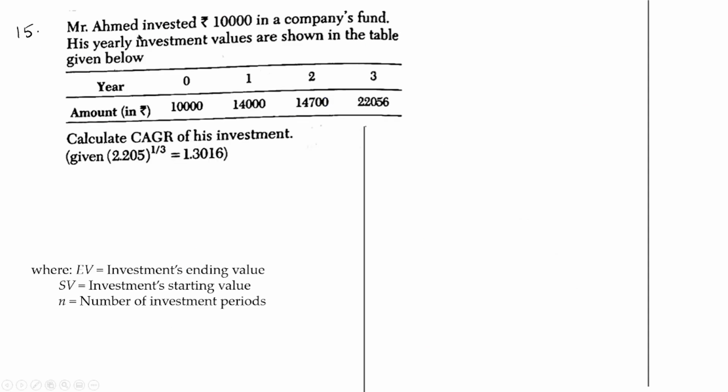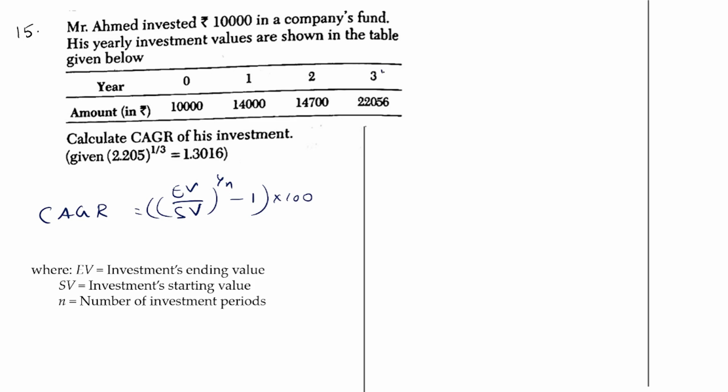Next question, Mr. Ahmed invested rupees 10,000 in a company's fund. His yearly investment values are shown in the table below. From year 0, 1, 2, 3, the amount is given. We need to find the compound annual growth rate. So here for year 0, amount is 10,000, means at the beginning of year 1, the value is 10,000. So the investment starting value is 10,000 and the ending value is 22,056. We can find a compound annual growth rate as ending value upon starting value, the whole raised to 1 by n minus 1 into 100.